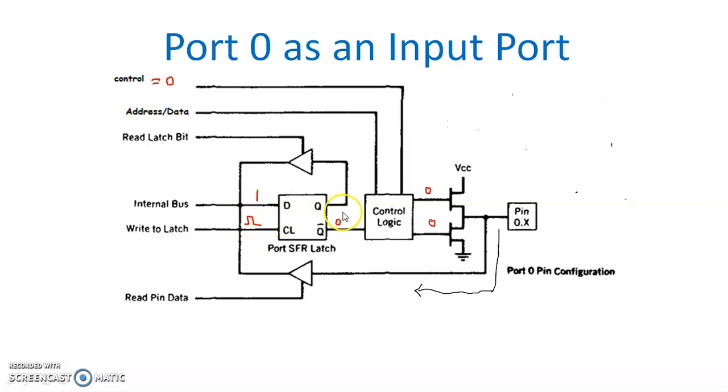When this has been latched, then Q will be set to 1 and Q bar is 0. When Q bar is 0, your control value is also set to 0 when it is used as input. So when this is set to 0, both the transistors will be in an off state, because the values will be 0, 0. Therefore, the pin is like a floating one, because both of them are in the off state.